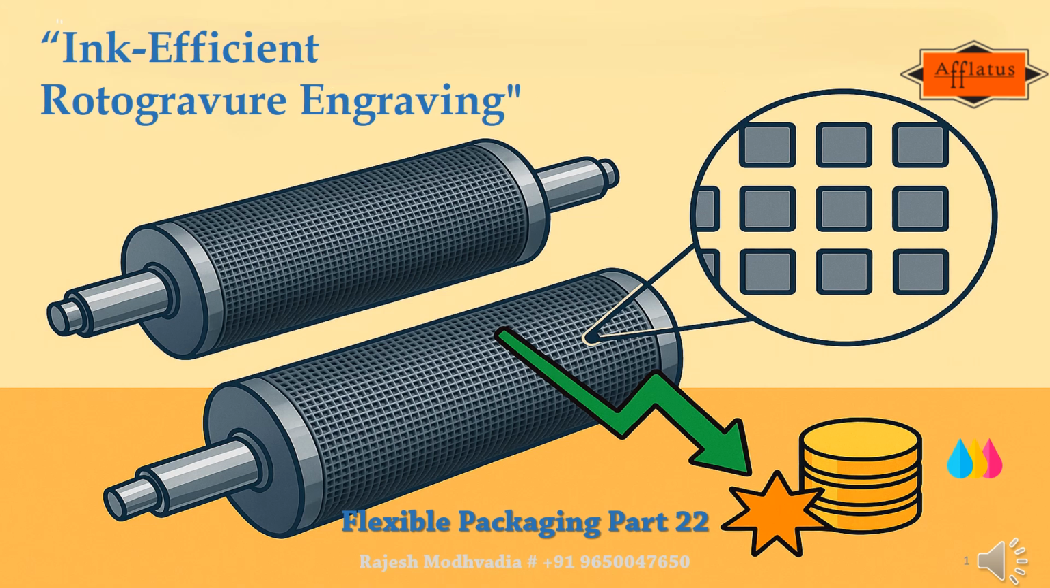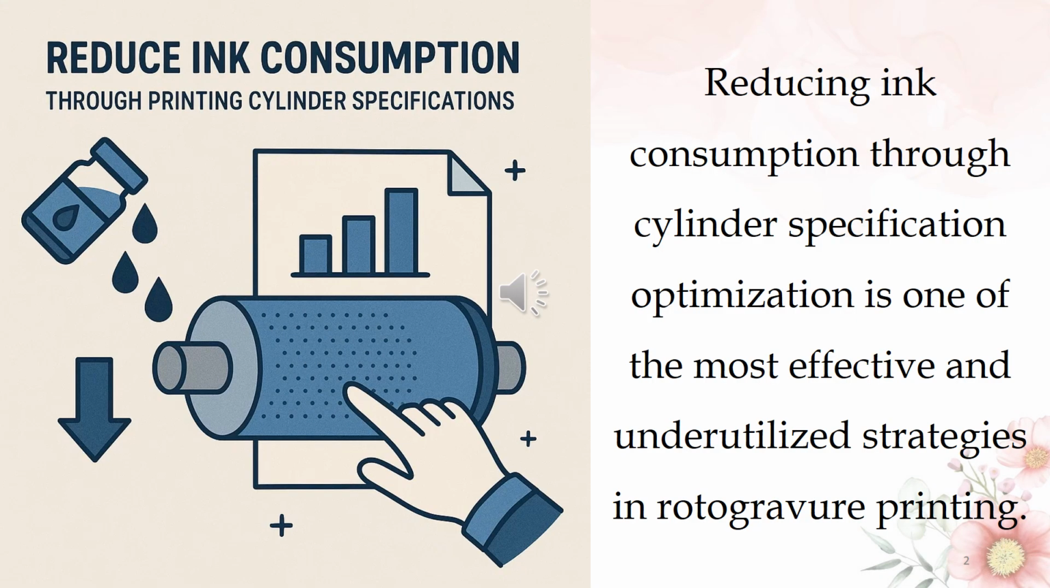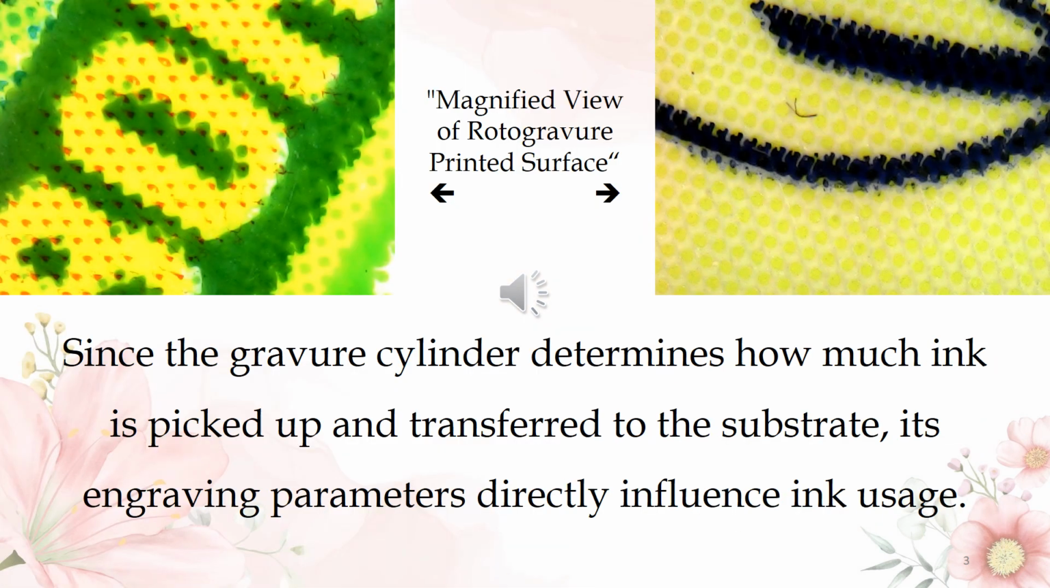In this part, we'll discuss ink efficient rotogravure engraving. Reducing ink consumption through cylinder specification optimization is one of the most effective and underutilized strategies in rotogravure printing. Since the gravure cylinder determines how much ink is picked up and transferred to the substrate, its engraving parameters directly influence ink usage.